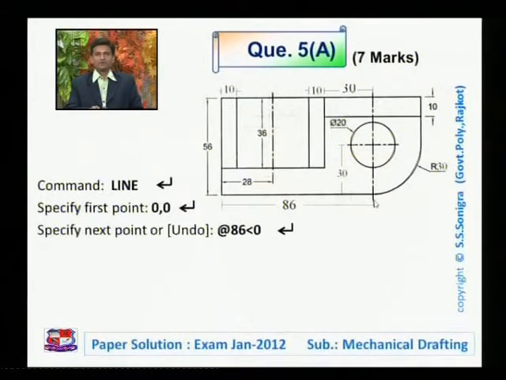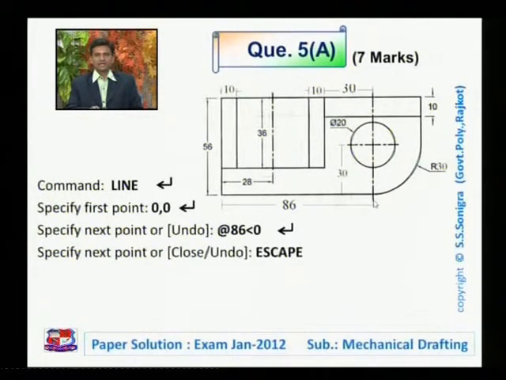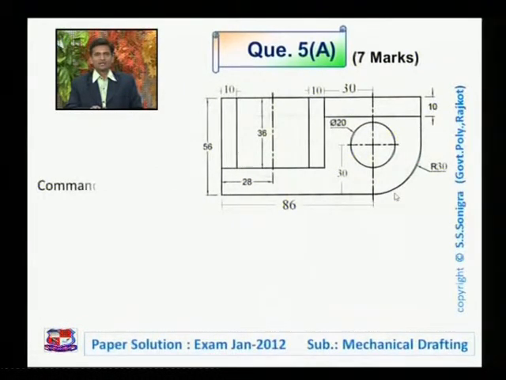So this line is drawn. Again specify next point, escape. So this will cut out our command, and here the line command ends. Now we have to draw this arc. So to draw this arc, let me use the command arc. Command enter arc over here in command prompt.